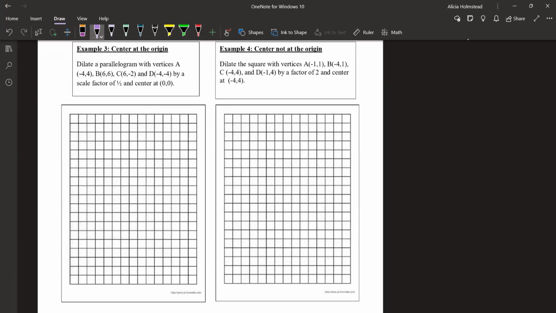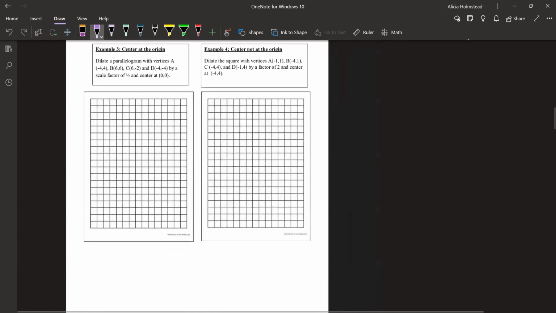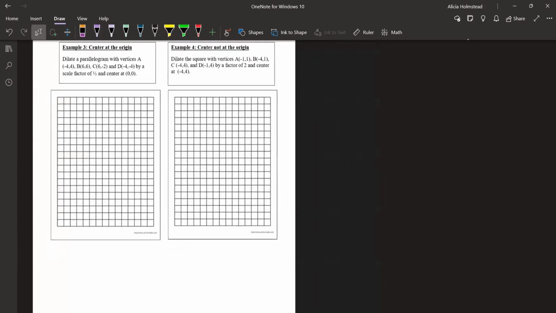Okay, so let's look at this. Let's record where our points are. On our original image, we've got A located at -4, 4. B is at 6, 6. C is at 6, -2. And D is at -4, -4.